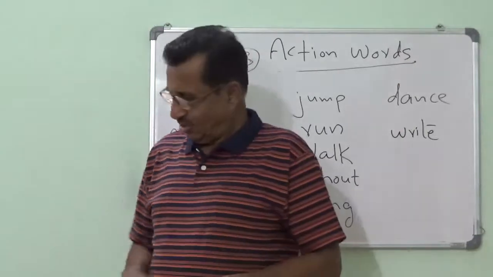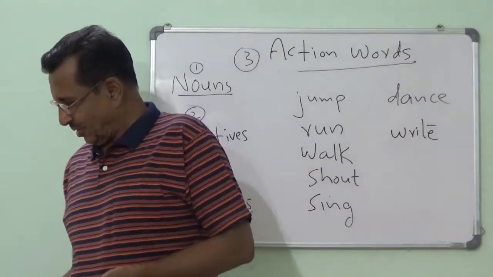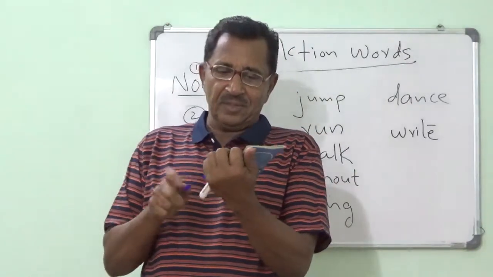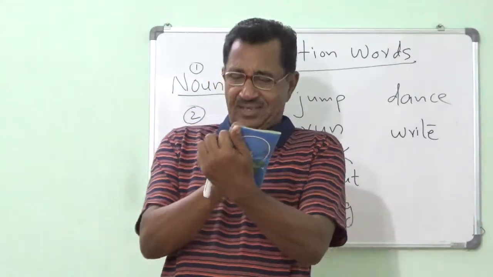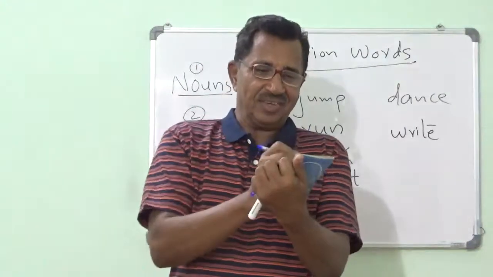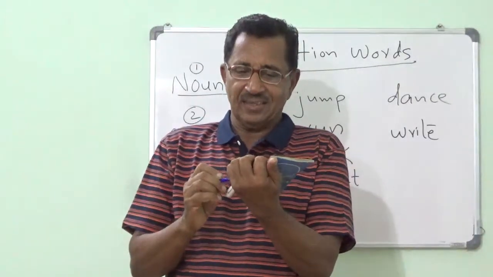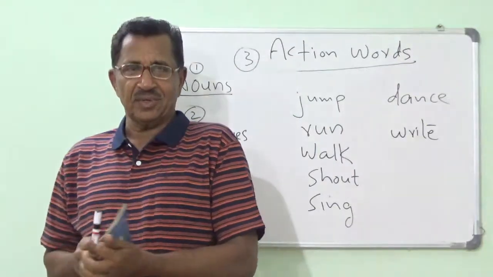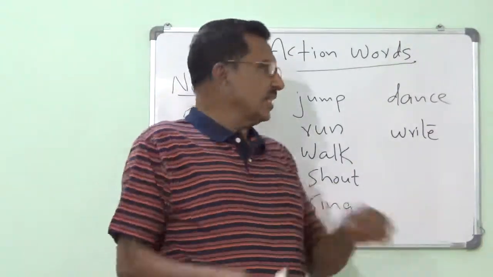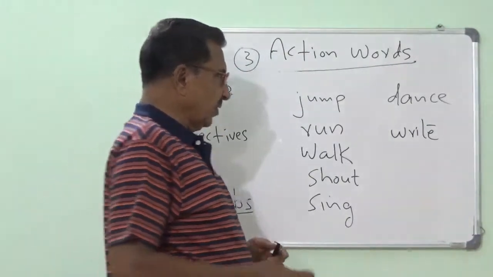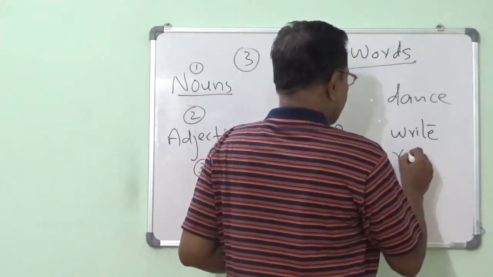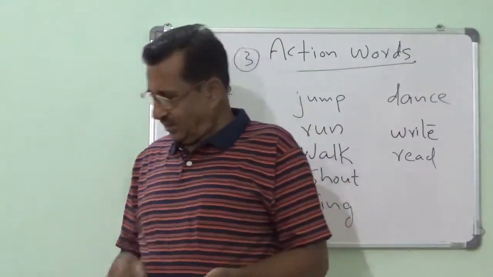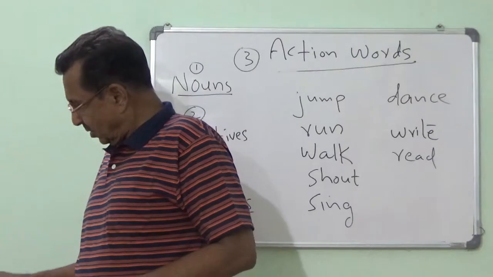What happens is, you take a pen. Say, this is my book. I open the pen, I start writing. Look at that, hands moving. So action means some movement of your body somewhere, isn't it? Then think of another one, read. That's also action. When you are reading, your eyes will be working.